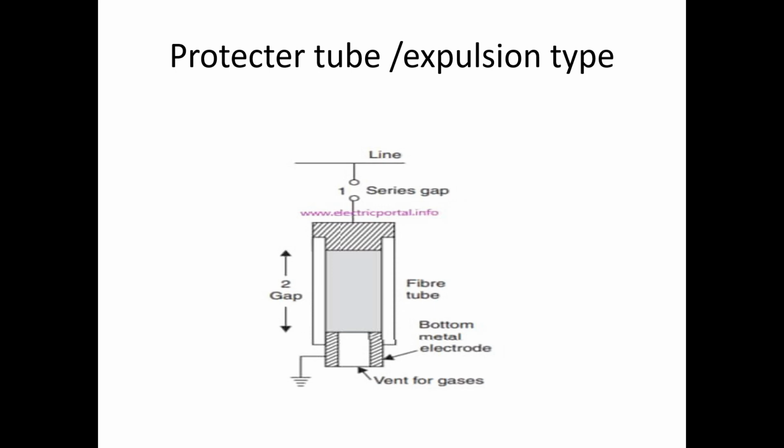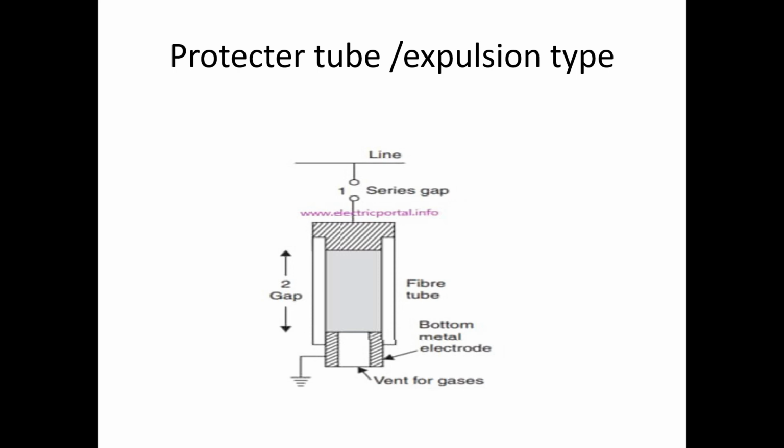That is, when over voltage or high voltage reaches due to lightning, an arc is produced, and this arc also has the capability of extinguishing by itself. Because of that, this expulsion type lightning arrestor is preferred the most. It is used to protect transmission line insulators, and also to protect distribution transformers.